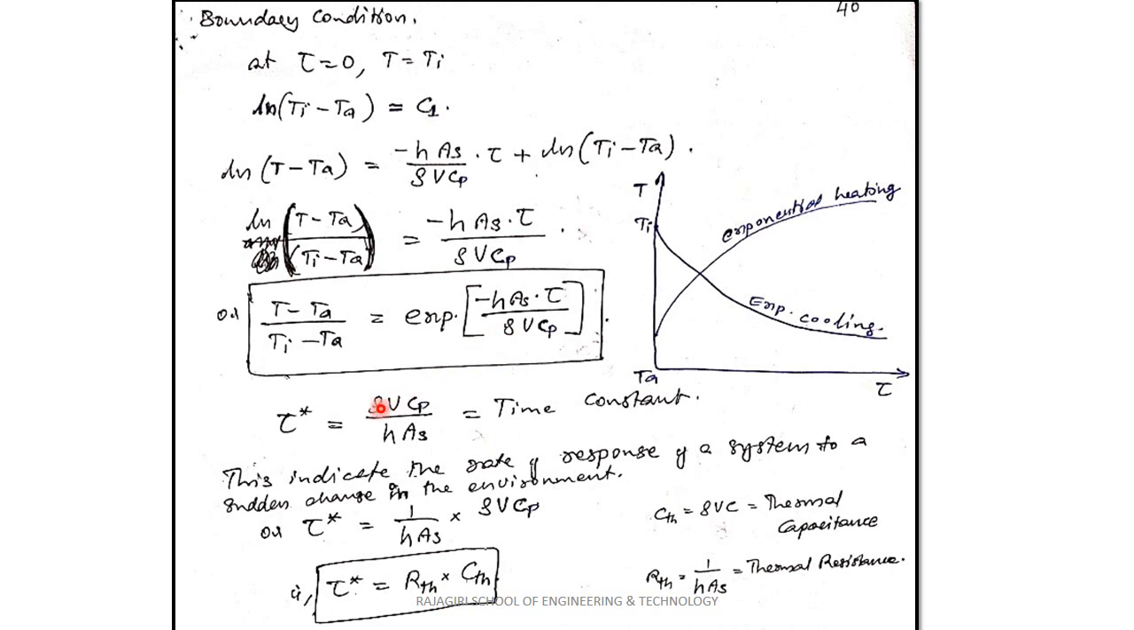Now the term rho V Cp by hAs is called the time constant, which is denoted with tau star, and this quantity indicates the rate of response of a system to a sudden change in the environment. This we will see in detail in the next slides. Also, this term tau star we can write like this: 1 by hAs multiplied with rho V Cp, where 1 by hAs is the thermal resistance, the convective resistance at the surface, and rho V Cp, that is m Cp, is the thermal storage capacity or the thermal capacitance of the body.